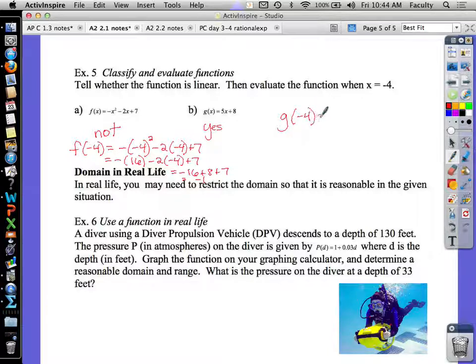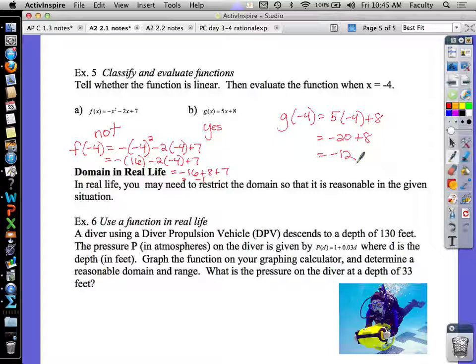Let's go ahead and do it over here. G of -4, that's 5 times -4 plus 8. So I'm getting -12, okay? But A is not linear because it has an x squared. B is linear because it's y equals mx plus b.